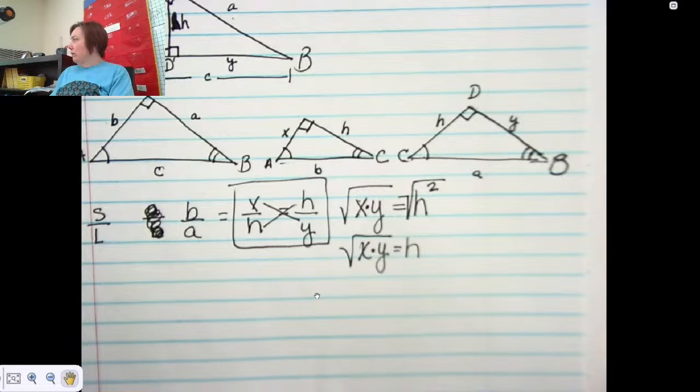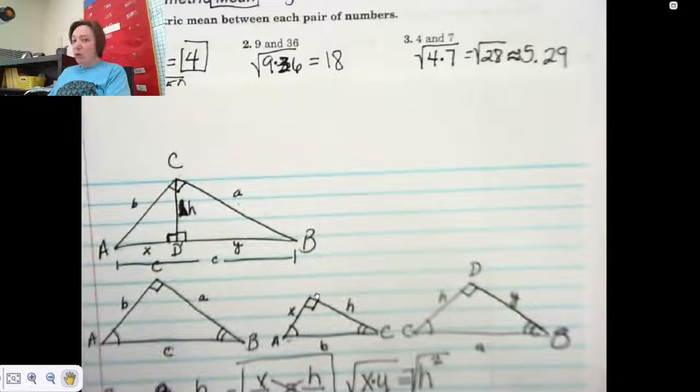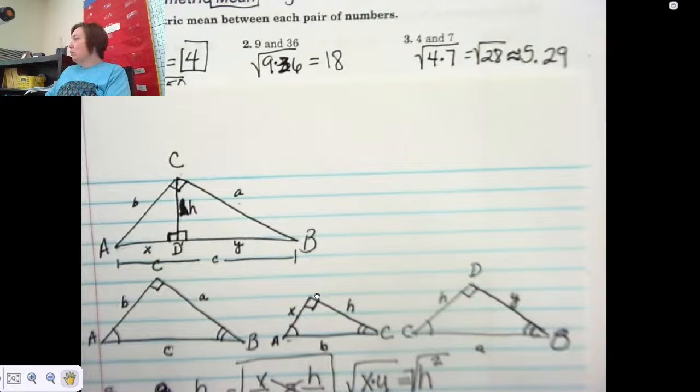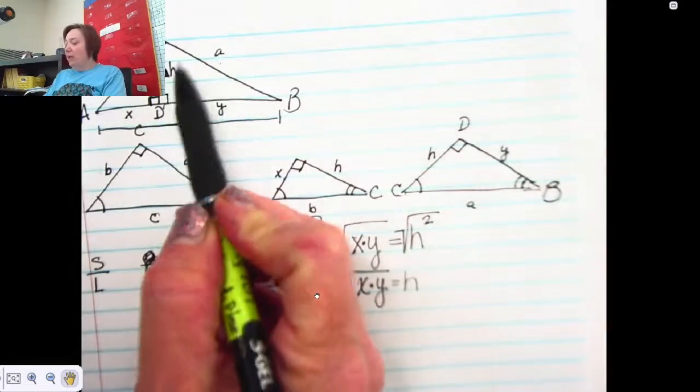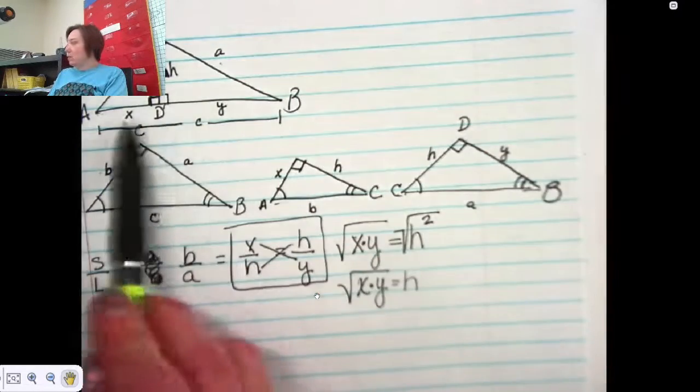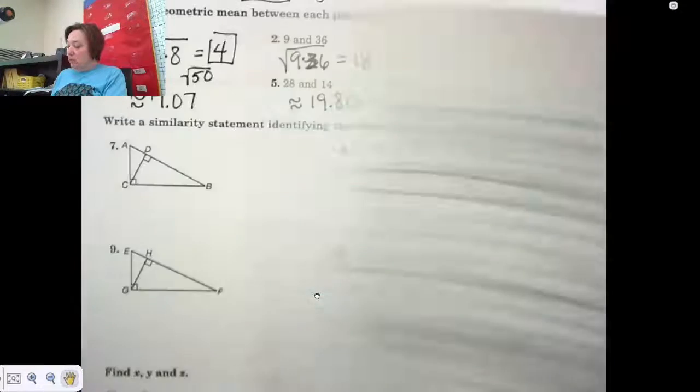Does that look a little bit familiar to you? Do you recall yesterday doing something where we multiplied two numbers and took the square root of them? What was it called? Do y'all remember? It's the name of your worksheet. It's called the geometric mean. So, if we want to find the altitude of that triangle, all we have to do is find the geometric mean of those two pieces right there. That's it.